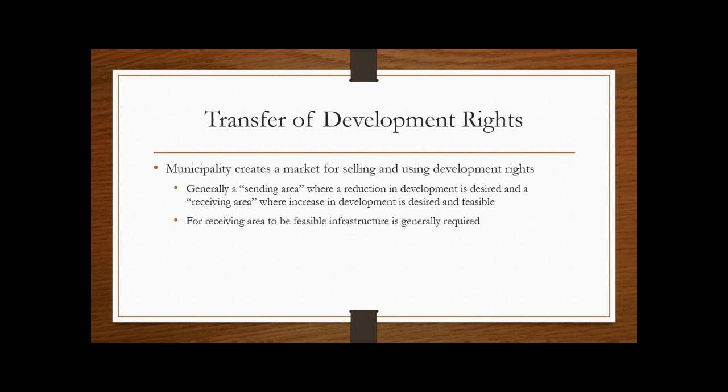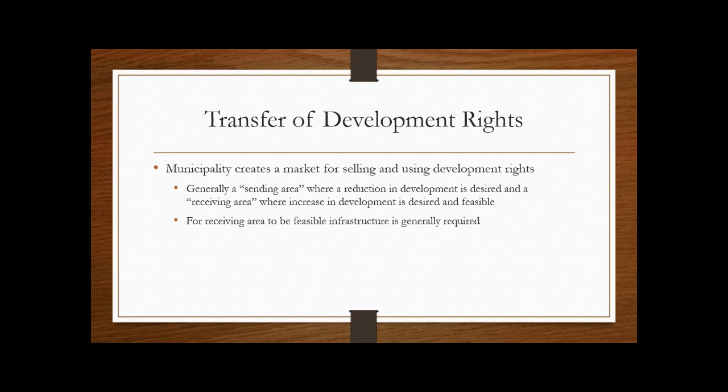You could think about that broadly in the town of Danby as letting someone in the low density zone sell development rights to someone in a hamlet to build more density, with the caveat that in your receiving area, development has to be feasible to make it possible to use those development rights. So it has to be allowed by the zoning. And then in our situation where we have limited infrastructure, you need to be able to build enough density that you can afford your own infrastructure, because there isn't a sewer system in place in the town. So that can definitely be a barrier.